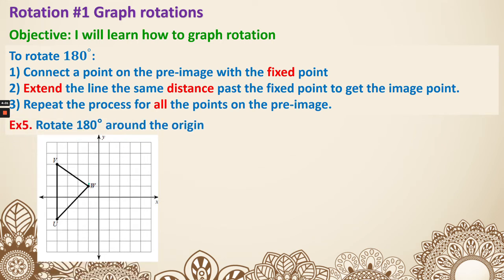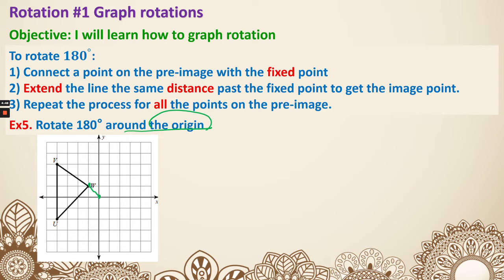Let's say we're going to start with point W, and this is the origin, it's around the origin, so connect with the origin. And step 2, we are going to extend the line the same distance past the fixed point to get the image point.